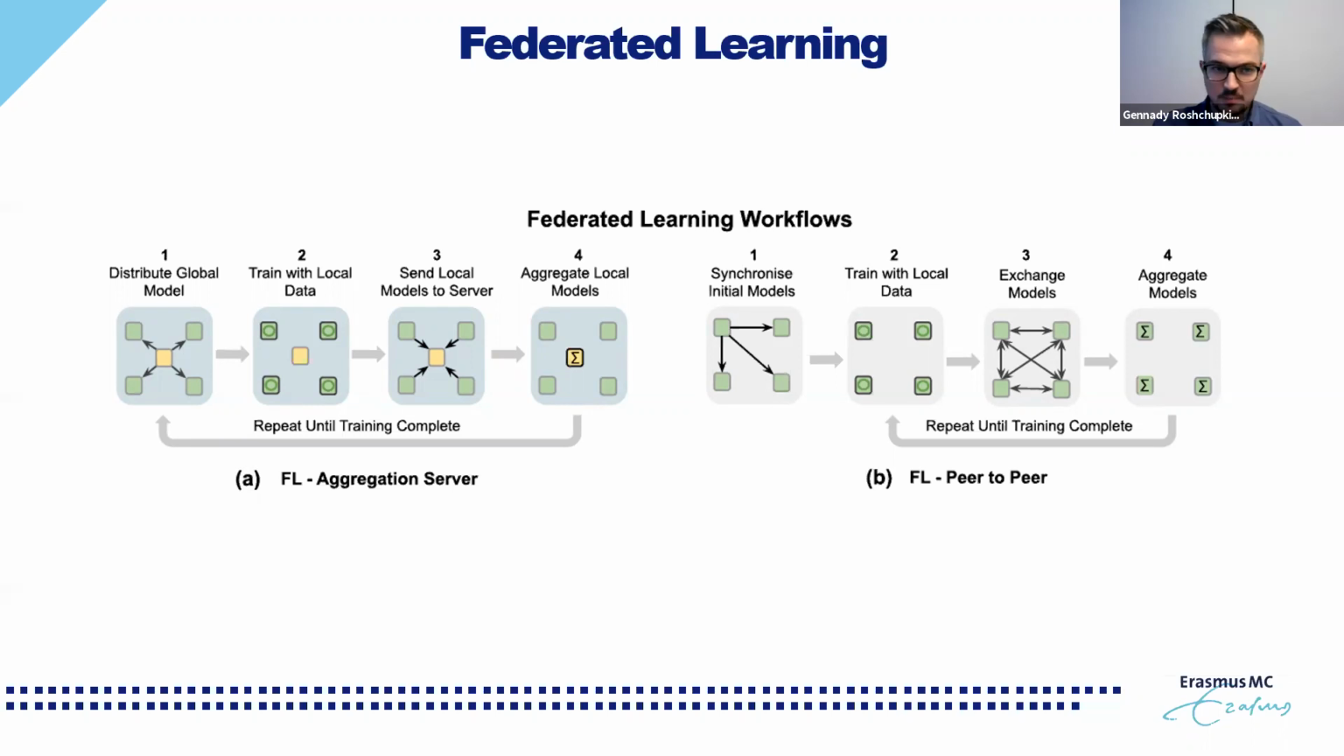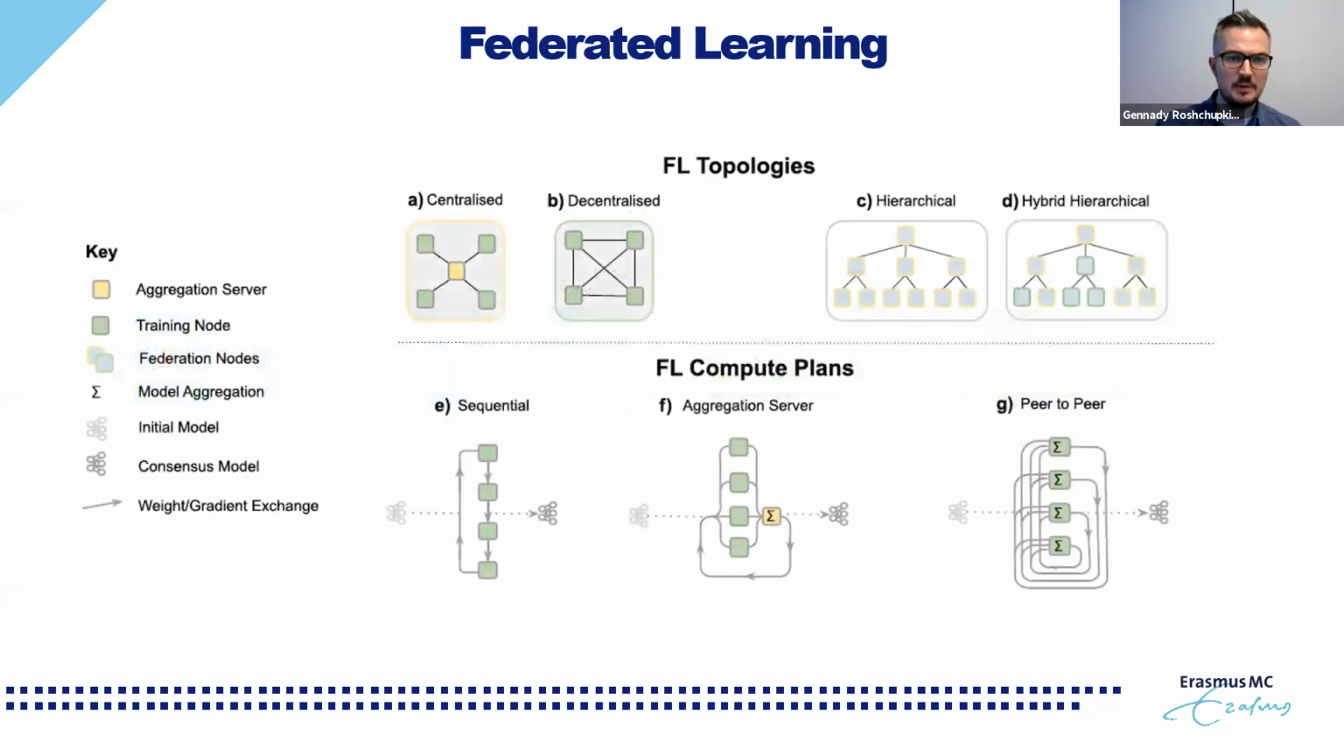And if you go a little bit deeper into the details, federated learning might have a different topology. As I mentioned, the most popular in this case are A and B, so centralized or decentralized. But in certain examples, you can think about a hierarchical or hybrid hierarchical model, which is really rare, I would say. There are also different ways you can compute your data. You can sequentially share the updates, or you can still have an aggregation node and then share it, or you can use a peer-to-peer connection.